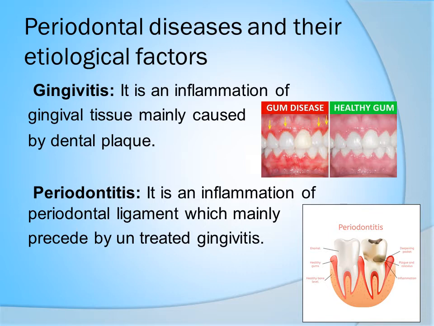If it is neglected, it will move to the next step, which is periodontitis, an inflammation of the periodontal ligaments, mainly preceded by an untreated gingivitis. As you can see in the picture below, the affected tissue is the tissue around the tooth itself. When this type of periodontal disease is neglected by the patient, it could reach the next step, which is the pocket. It's a very bad condition of periodontal disease.